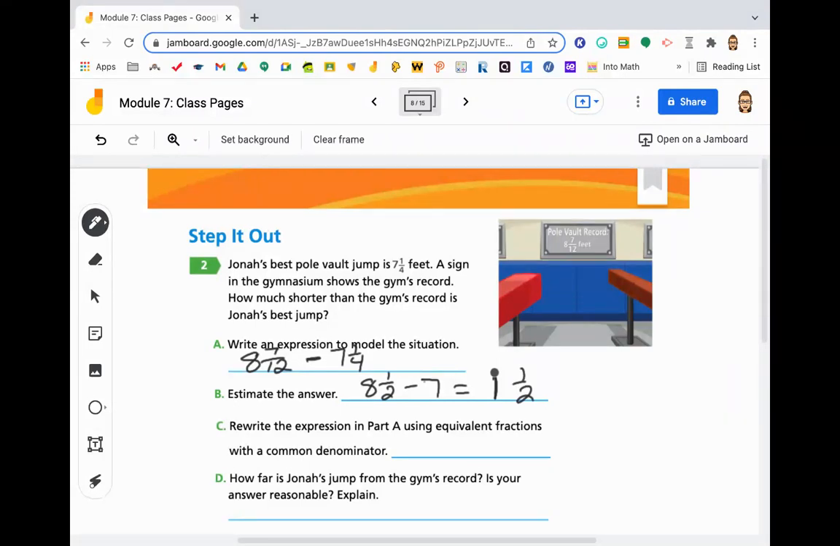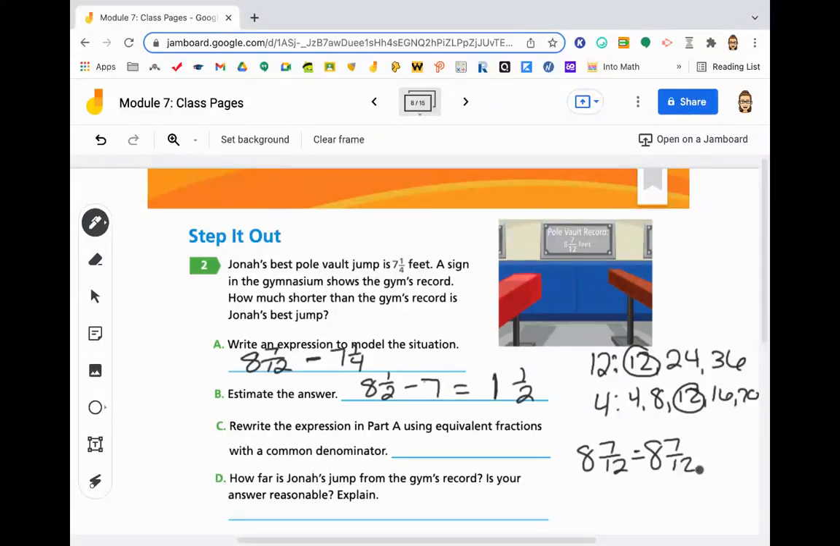So now we need to rewrite the expression in part A using equivalent fractions with a common denominator. My first step is to list out my multiples. My multiples of 12: 12, 24, 36. My multiples of 4: 4, 8, 12, 16, 20. Well, they both have 12. So then I write my equivalent fractions. 8 and 7/12 is going to equal 8 and 7/12 because we're not changing the denominator. And then 7 and 1/4 is going to equal 7 and something over 12. We multiply the 4 by 3. Whatever we do to the denominator, we need to do to the numerator. So 1 times 3 is 3. So we're going to have 8 and 7/12 minus 7 and 3/12.